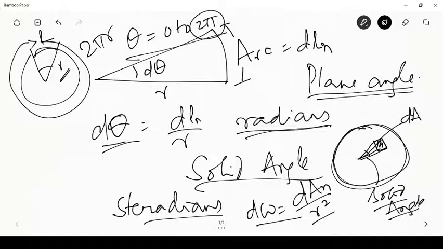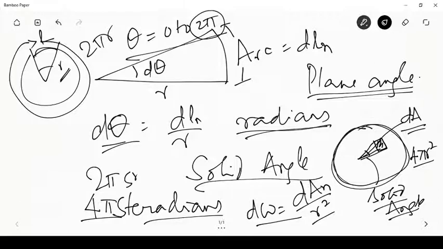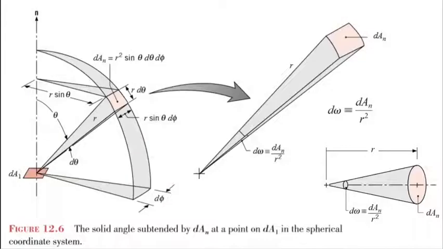And a sphere has this total surface area integrated over the sphere of 4 pi r square, and therefore that divided by r square will give me a total of 4 pi steradians for the whole sphere and 2 pi steradians for a hemisphere, right? So this is the concept of solid angle. Let us take a look at it from the slide that we have here.